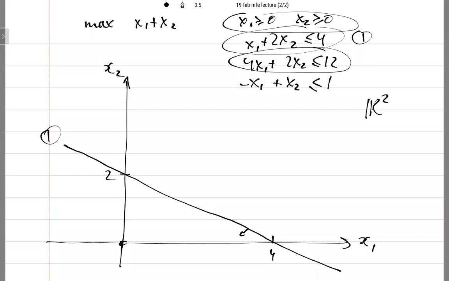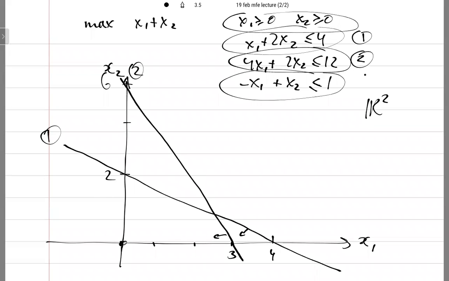Okay, let's consider the second line. We have x1 is 3, it's 3 here and 6 there. That is the second inequality. And once again, I should choose the part of the plane that contains the point 0, 0. And finally, I have the third line.